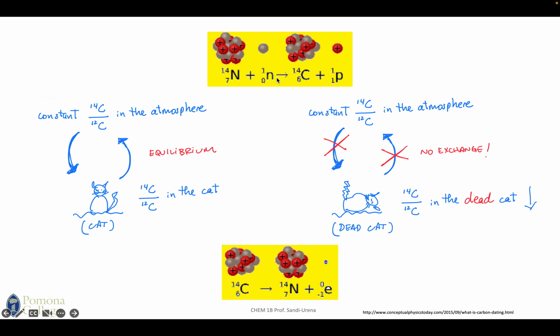So we have that production of carbon-14 and consumption of carbon-14 reaches an equilibrium, and that's why we say the ratio is constant in the atmosphere and in the environment. Cat dies, and the content in the cat, in the tissues, continues decaying. It's not being replenished because there's no exchange with the environment, and that ratio goes down.